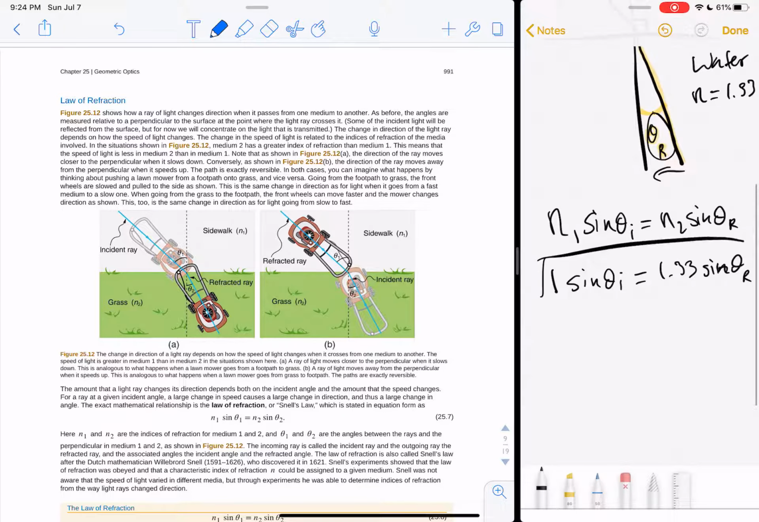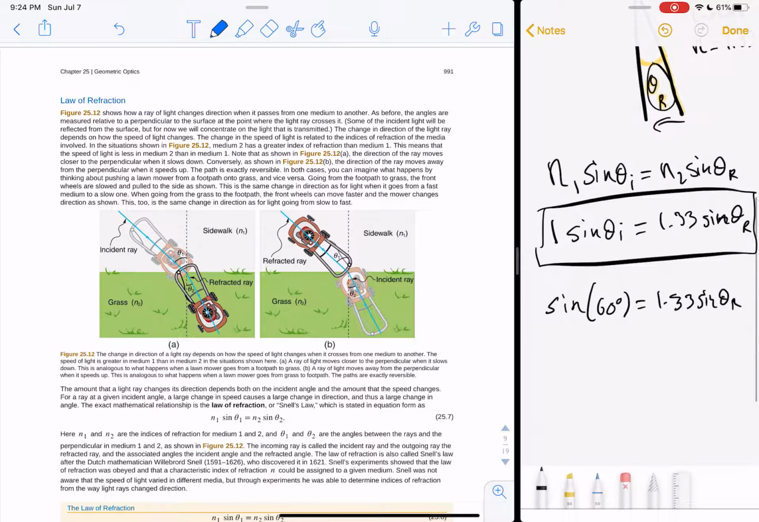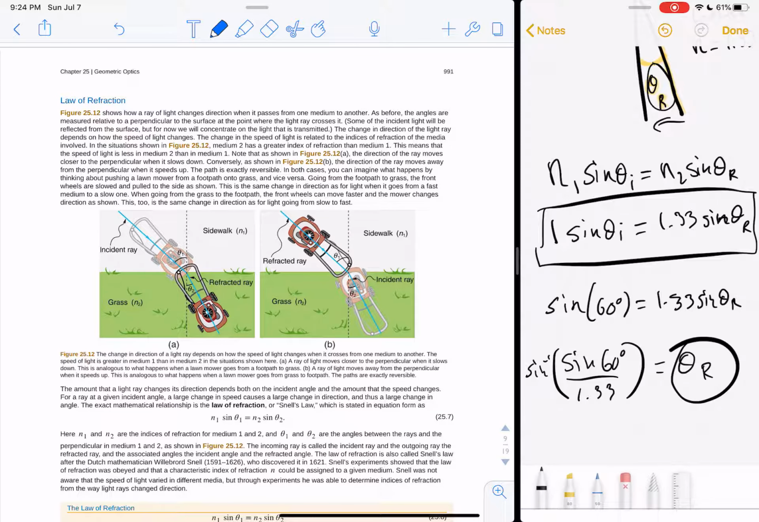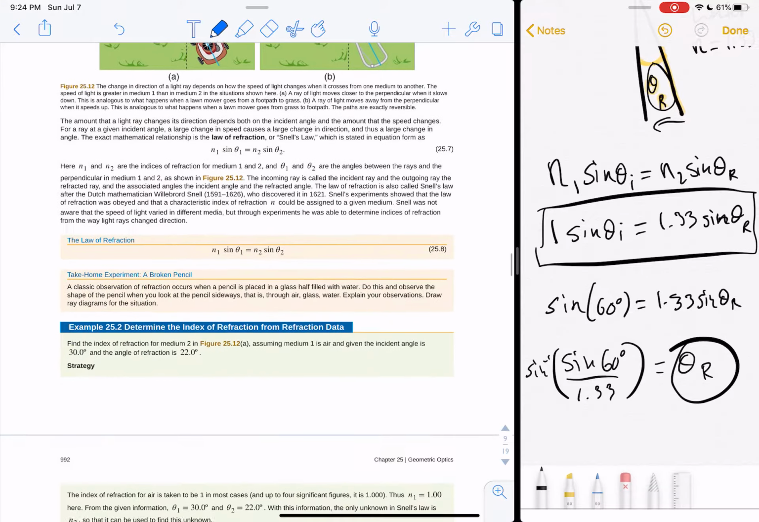So now you've got an equation set up here, and let's say our incident angle is 60 degrees. Then we'd have sine of 60 degrees is equal to 1.33 sine of theta r. We'd take sine of 60 degrees divided by 1.33, then take the inverse sine of that, and that would equal theta refracted. Okay, and so that's how we could solve for our refracted angle if we knew what our incident angle was.